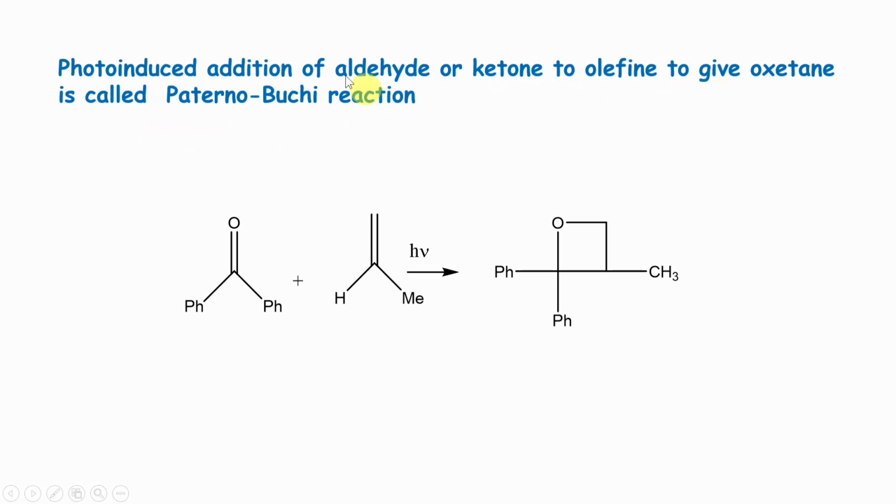That is, the photo-induced addition of an aldehyde or ketone to an olefin, thereby giving oxetane, is usually referred to as the Paterno-Buchi reaction. It is a typical Paterno-Buchi reaction whereby this oxetane is formed. See, it is a ketone, benzophenone, which on treating with this alkene, propene, undergoes a photocycloaddition reaction, or Paterno-Buchi reaction, to form this oxetane.